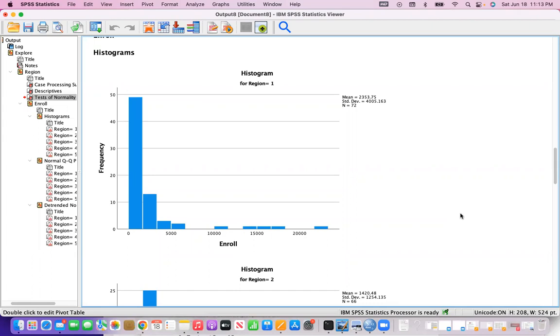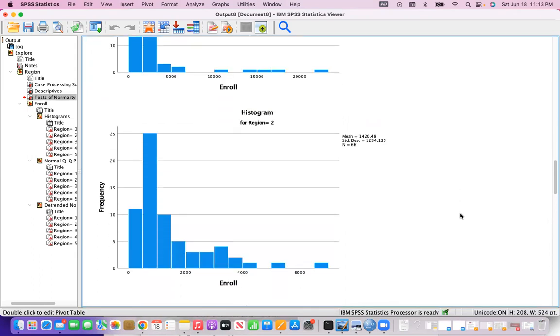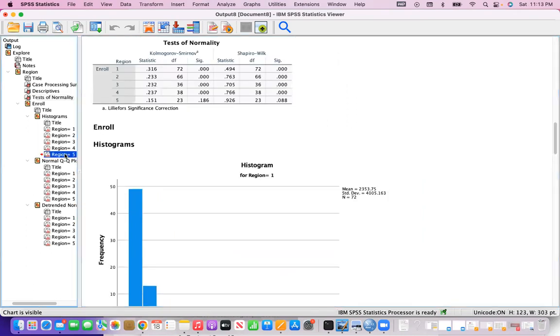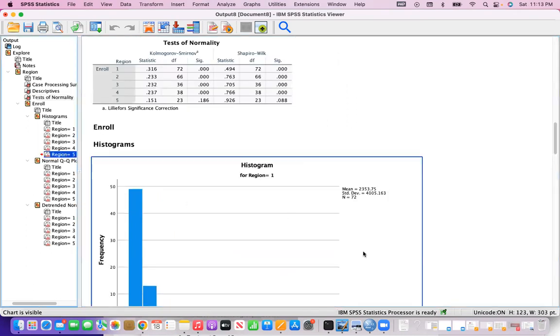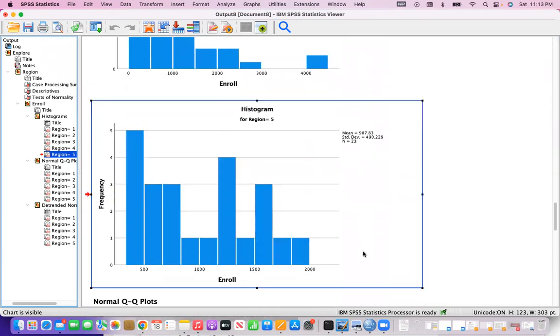It is very, very skewed to the left. Also for region 2, it's skewed to the left and doesn't fit a normal curve very well. And then if we look at region 5, here's another way you can go down. You can just click it over here, and it should take you to region 5, but it didn't. So here's region 5, and it does fit a normal curve a little bit better, which showed us that it was significant in this Shapiro-Wilk test.